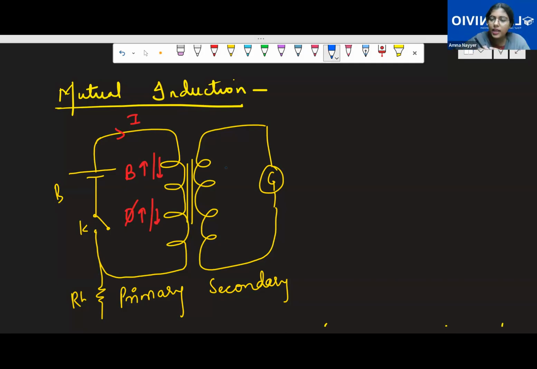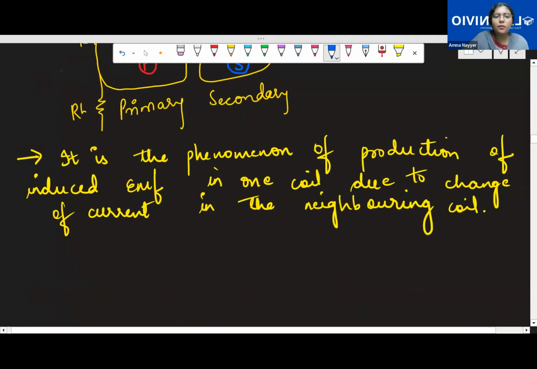When it occurs within the same coil, it is self-induction. When it occurs within the neighboring coil, it is mutual induction. So here you will get the induced current or induced EMF. This coil where the change occurs is known as the primary coil, and the coil where the induced EMF or induced current is produced is called the secondary coil. Now, remember this topic properly. It will come in AC generator. That time you all should be able to tell what is mutual induction. So it's the phenomenon of production of induced EMF in one coil due to change of current in the neighboring coil.